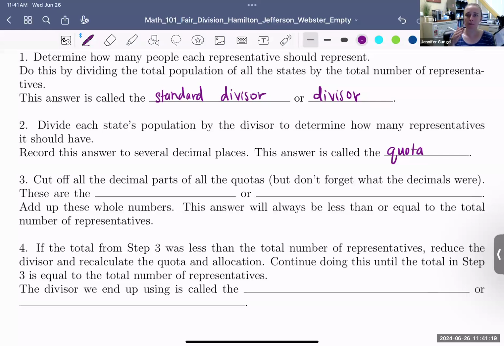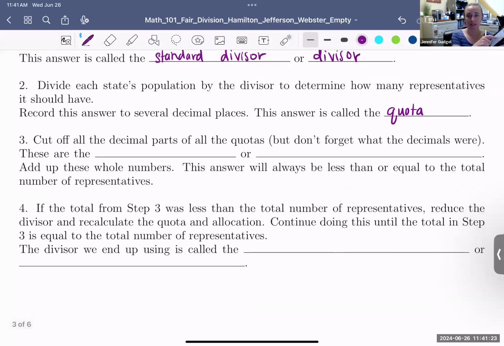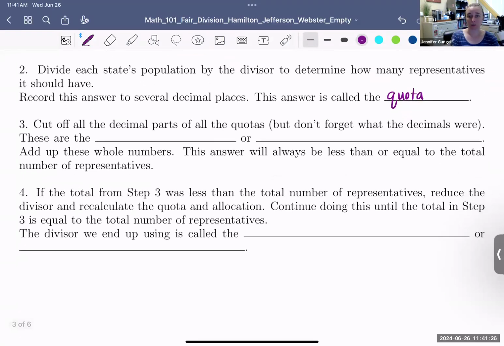Now here's where our methods will start to vary. For Jefferson's, we cut off all the decimal parts of the quotas. This was the same as Hamilton's. This is called the lower quota or the initial apportionment. So far, same as Hamilton's.